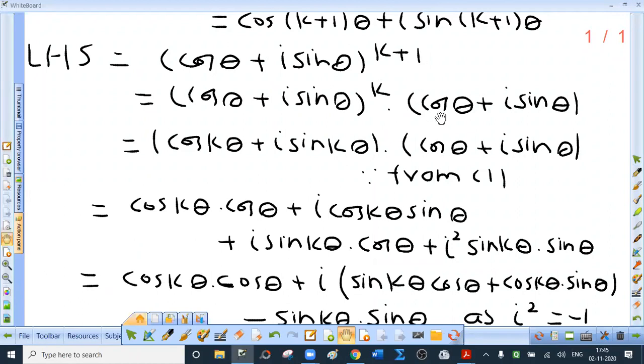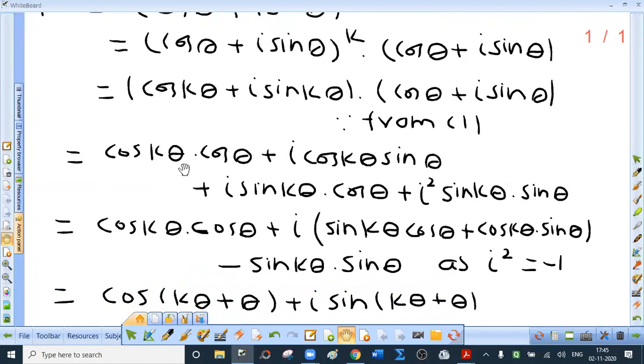Laws of indices. So this is (cos theta plus i sin theta) raised to k into (cos theta plus i sin theta). From 1, this is what? (Cos k theta plus i sin k theta). Open the bracket, you get 4 terms, right? Cos k theta cos theta plus i cos k theta sin theta plus i sin k theta cos theta, that is i square, sin k theta sin theta. But what is i square? -1. Now cos k theta cos theta minus sin k theta sin theta is cos of (k theta plus theta).